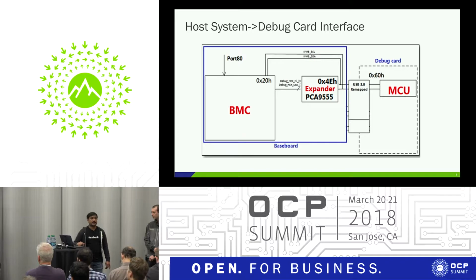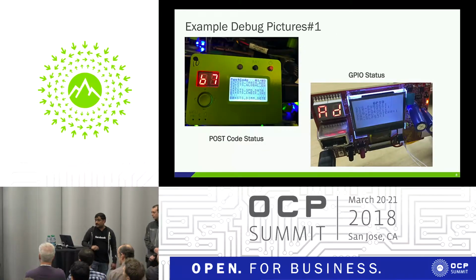The debug card itself has a microcontroller, and it talks IPMB protocol to the BMC. So the BMC and the microcontroller exchange information and display all the information that we have seen before. In the next couple of slides, I will show what information we can show and how it shows up. So, a couple of debug pictures, like, say, postcode.